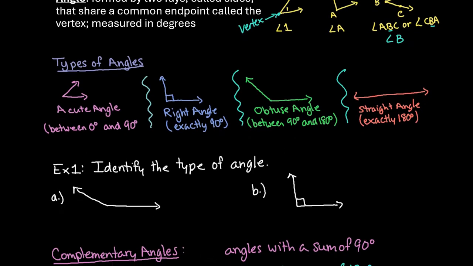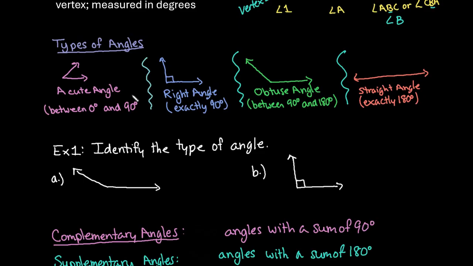Angles can be classified as acute, right, obtuse, or straight. Acute angles are the small ones. They are always between 0 and 90 degrees. Right angles are exactly 90 degrees. An obtuse angle is between 90 and 180 degrees, and a straight angle is exactly 180 degrees. So anytime you see a straight line in a figure, then the angle measure would be 180 degrees.